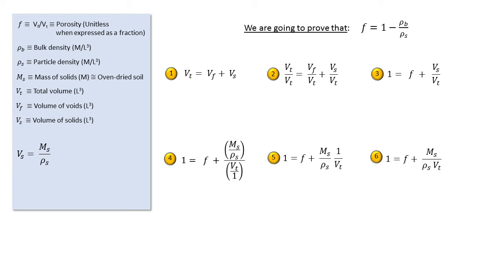In step 6, it is interesting to notice that the mass of solids divided by the total volume is equal to the definition of bulk density.